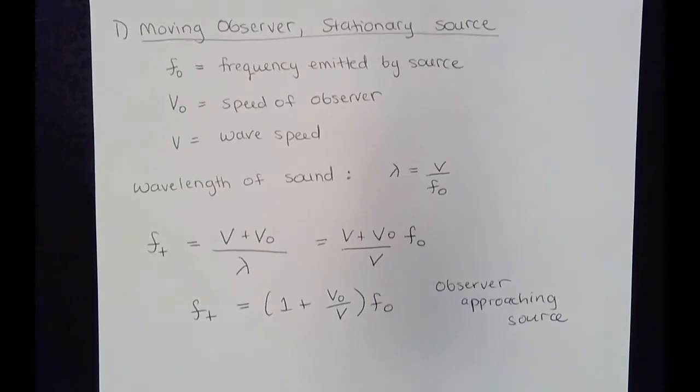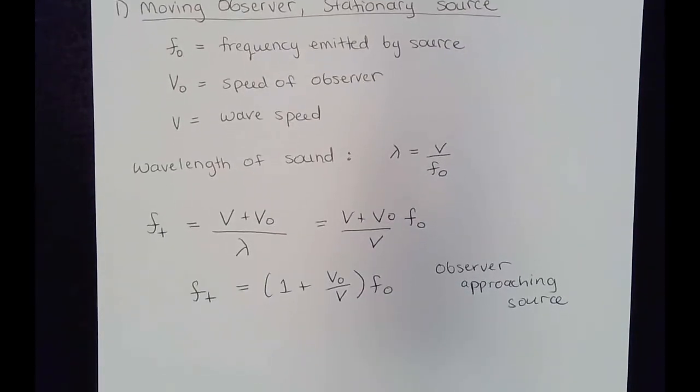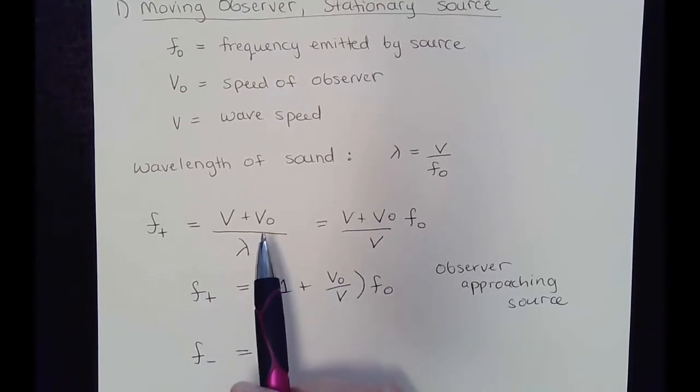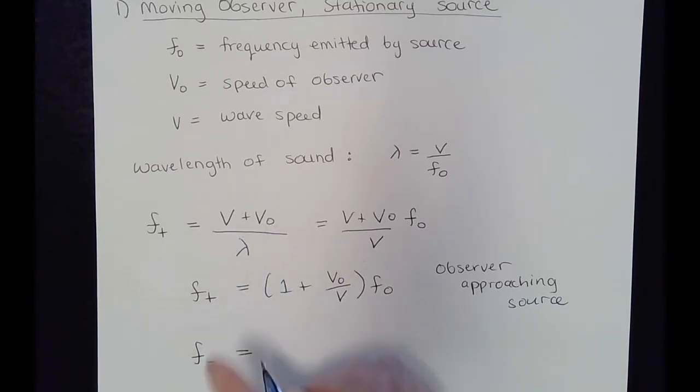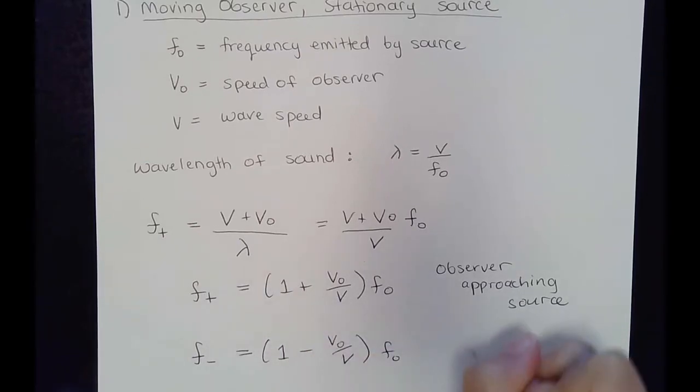So we can see from that formula that it will be higher as we expect. So the observer will perceive a higher Doppler frequency. And then if we were to say the observer moving away, F minus, I could have repeated this, but it would experience a lower speed. So instead we'd have V minus V_O here, and we would end up with 1 minus V_O over V, F naught, for the observer receding or moving away from the source.